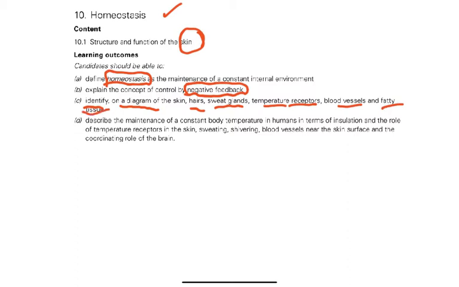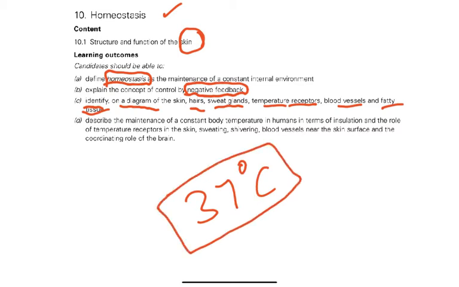And then the D part of the syllabus says describe the maintenance of a constant body temperature. Why is it that we as human beings will always be at 37 degrees Celsius, whether this room is hot or cold, or you're in a cold place or a hot place? Your body temperature is maintained at 37, and the skin helps in doing that by all the processes listed: sweating, shivering, and vasoconstriction and vasodilation, which involve the blood vessels near the skin surface. We'll be discussing all this, and you need to be very clear in the concept so that you can answer all the questions on this chapter.